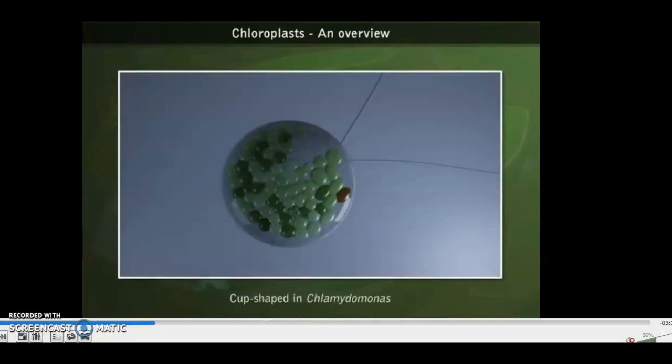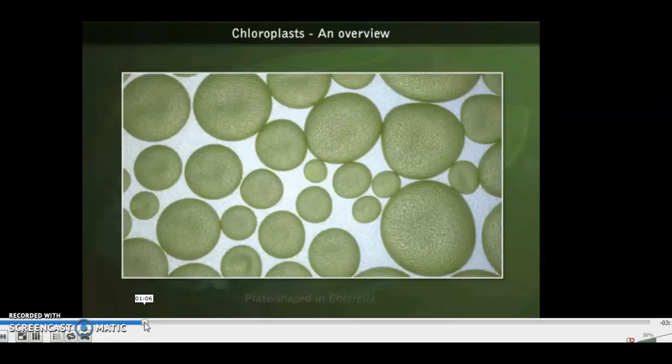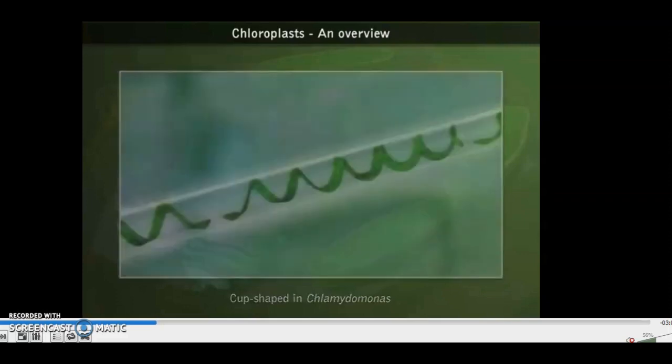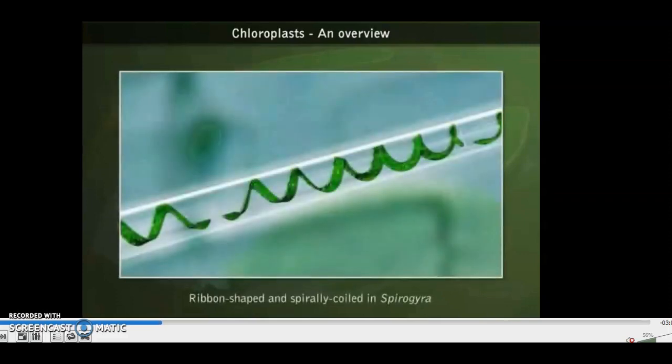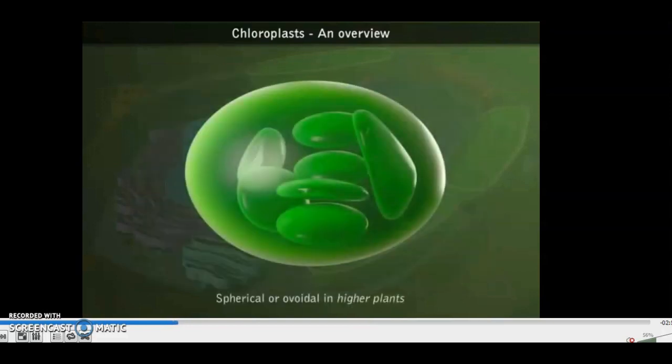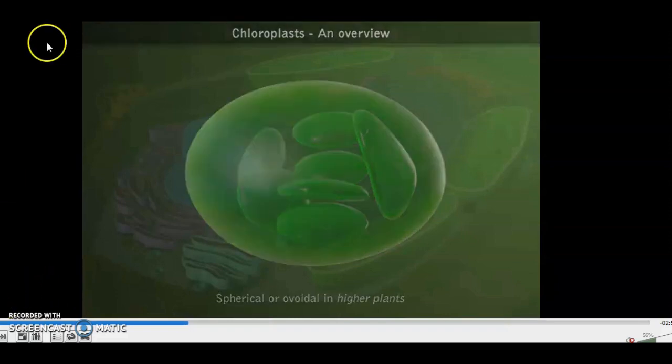It is plate shaped in Chlorella, and it is cup shaped in Chlamydomonas. In the case of Spirogyra, they are ribbon shaped and spirally coiled. In Zygnema, it is star shaped, and it is generally spherical or ovoidal in shape in higher plants.